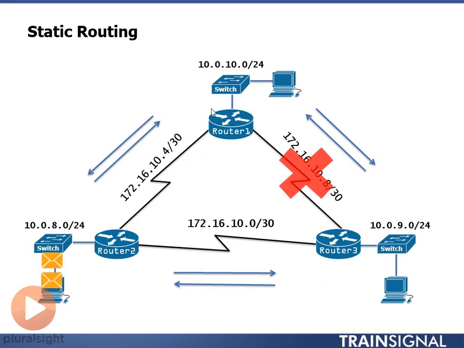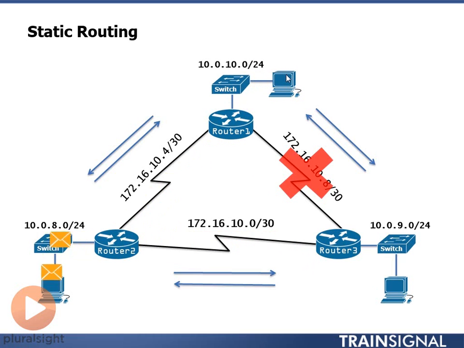We still have a route going up to router 1. We still have a route going over to router 3. Except since the link is down between router 1 and router 3, every packet that router 2 sends to router 3 gets dropped. So we end up losing half of our traffic to our workstation up here that we're trying to send traffic to.